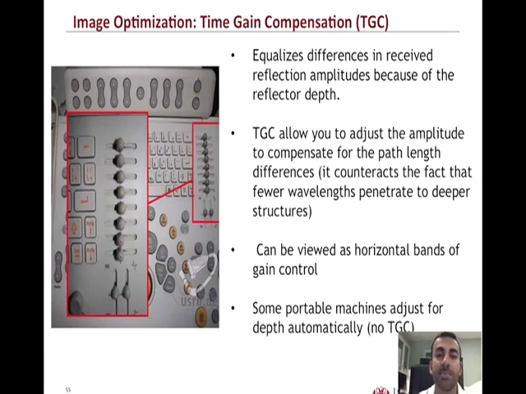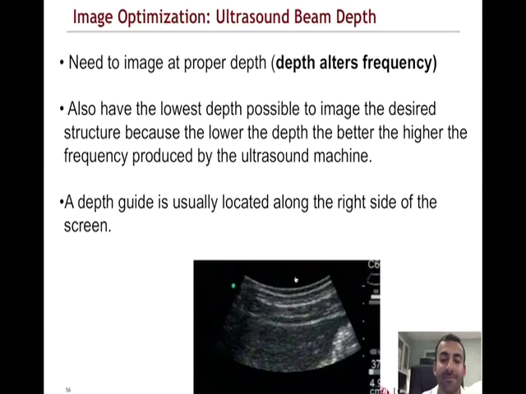This is the concept of time gain compensation. Based on the time it takes, or the distance the ultrasound probe is from the structures, the deeper the structures are, you can alter the gain just in those areas. So time gain compensation, you can essentially identify as horizontal bands of gain.